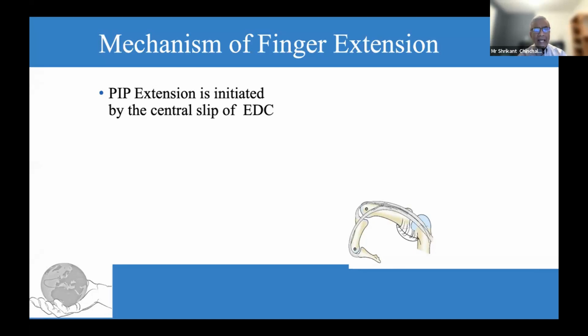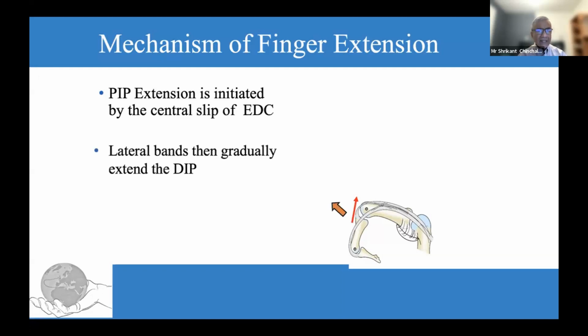Then looking at the other structures, your sagittal band is away from the metacarpal head. So when we initiate extension from a fully flexed position, the central slip of the extensor digitorum communis initiates PIP joint extension first. But we know that the lateral bands are connected to the extensor digitorum communis. As a result, the lateral bands are tensioned somewhat, and the lateral bands then gradually extend the distal interphalangeal joint.